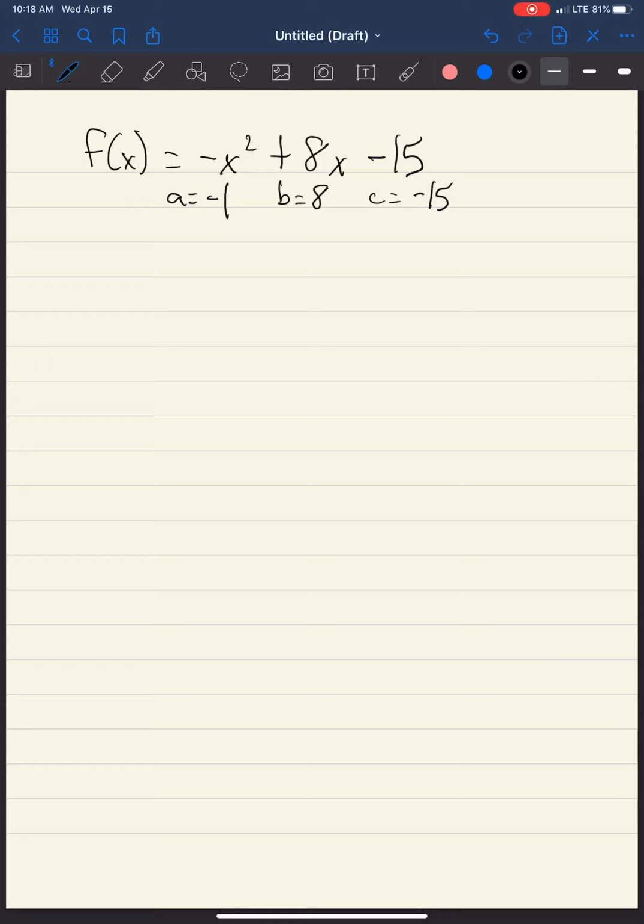So let's start with our vertex. We said h equals negative b, so negative 8, over 2 times a, which is negative 1. That's going to give me negative 8 over negative 2, and we can simplify that. Negative 8 divided by negative 2 is positive 4.